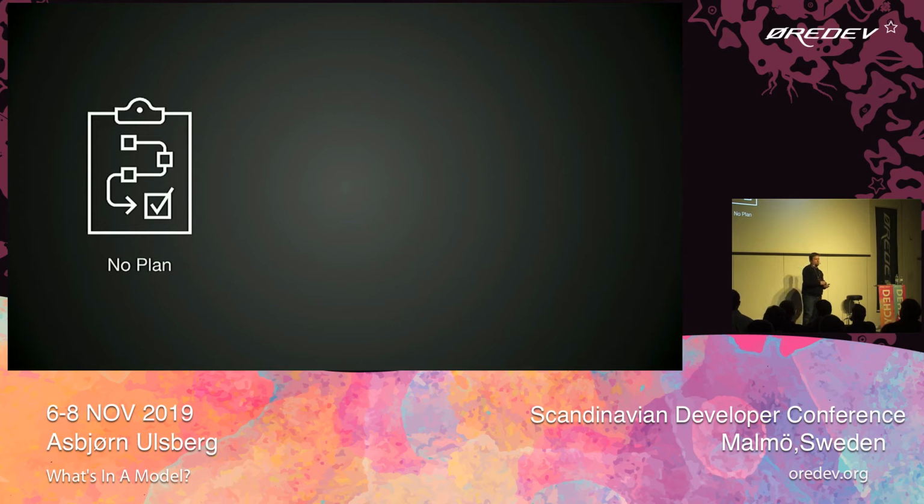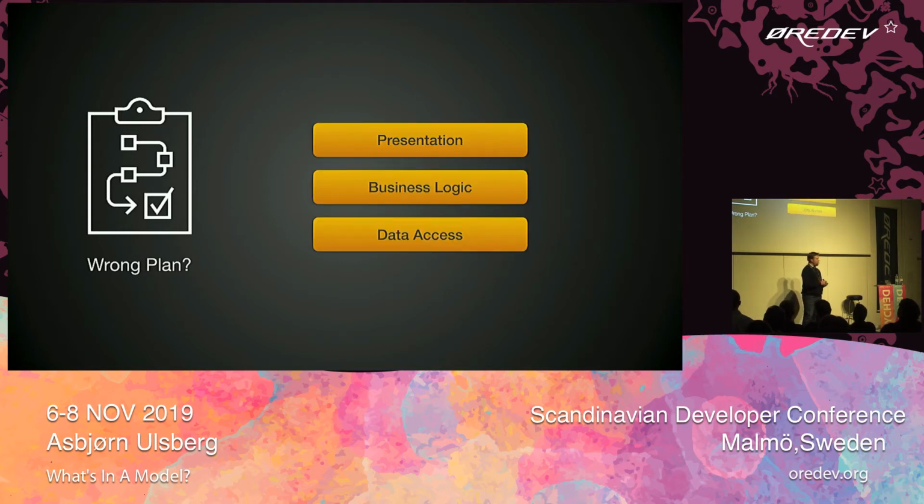Now on to the plan, or lack thereof. Perhaps no plan is a bit harsh. Let's instead say we might have the wrong plan. The three-tier architecture of the 90s might not be the best way to think about modern development. I'm not saying you shouldn't have different layers in your application. I'm just saying that I believe this top-down perspective gives us the wrong mental model.